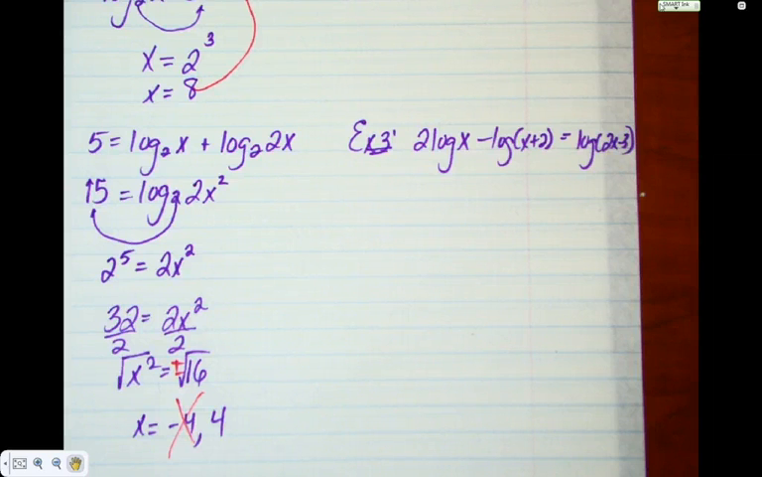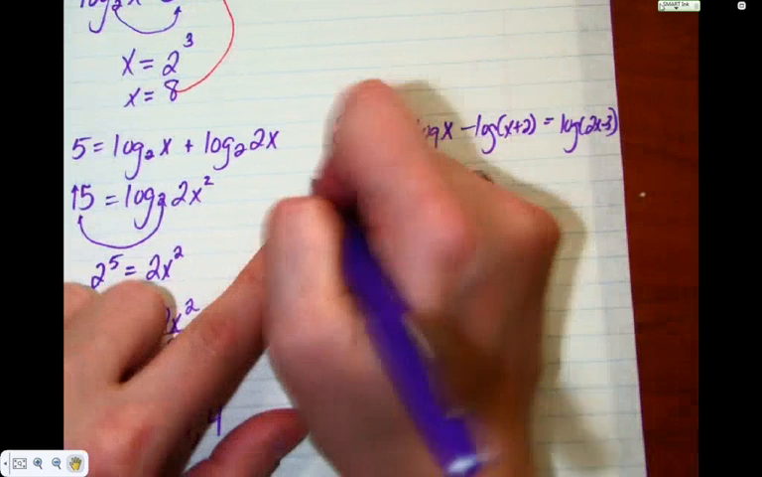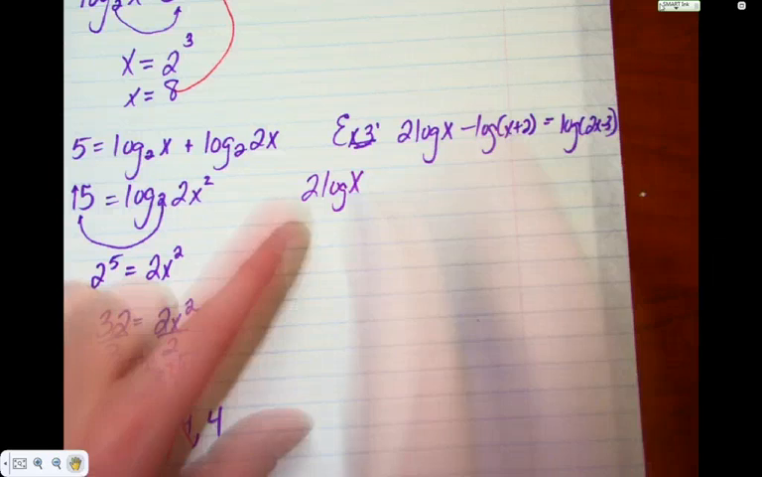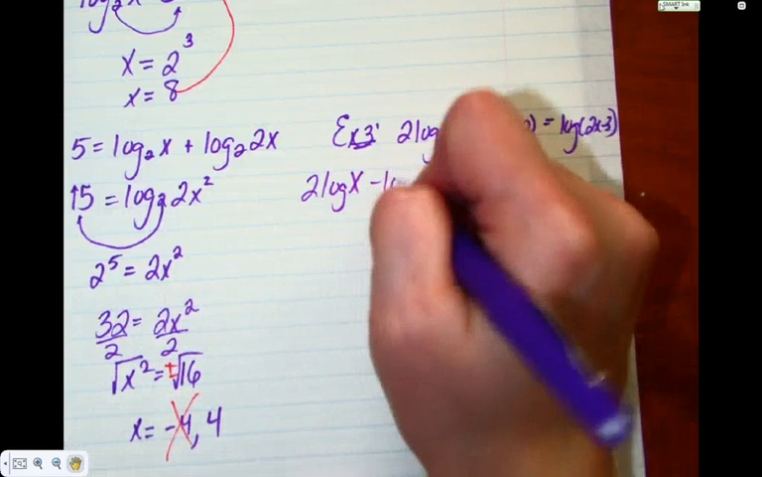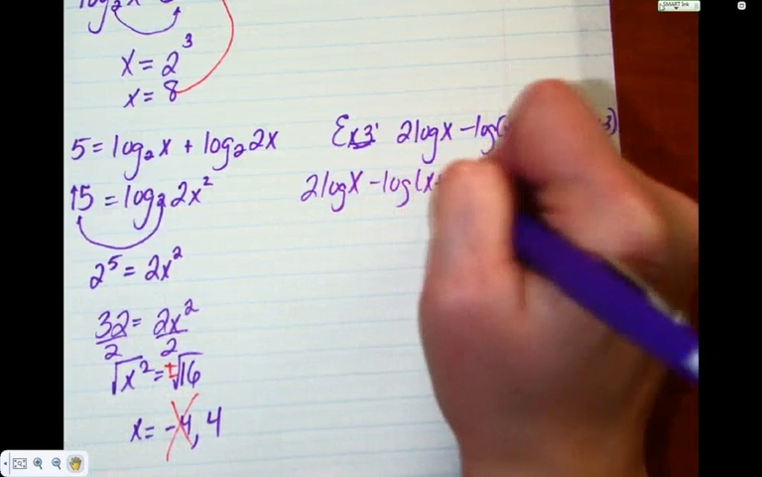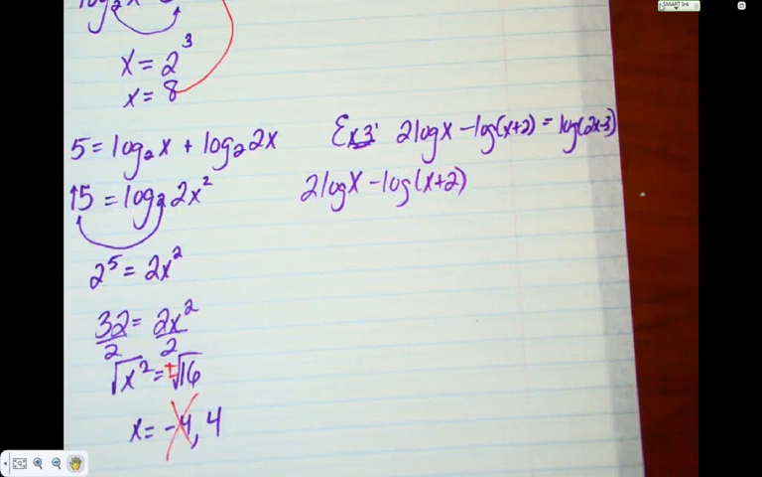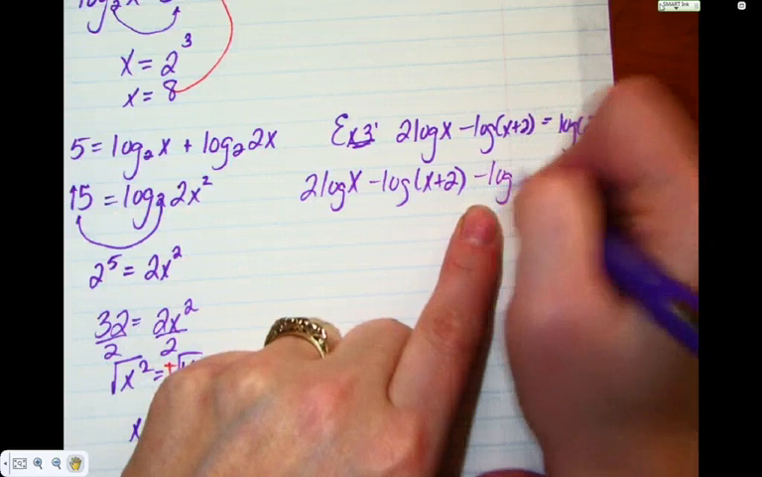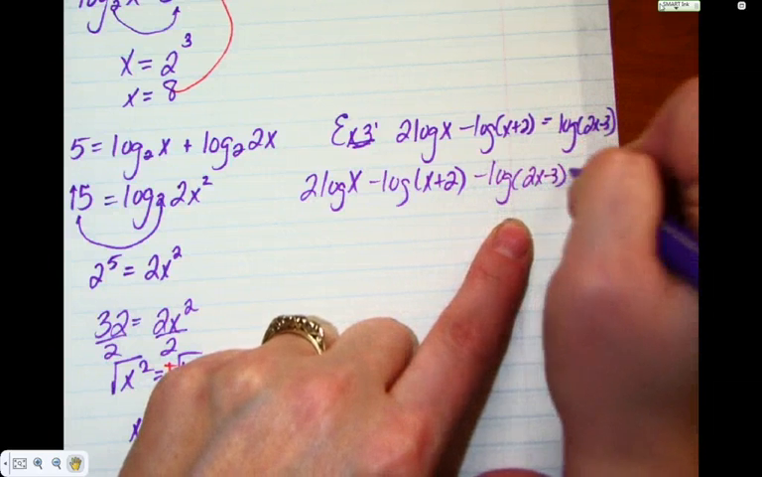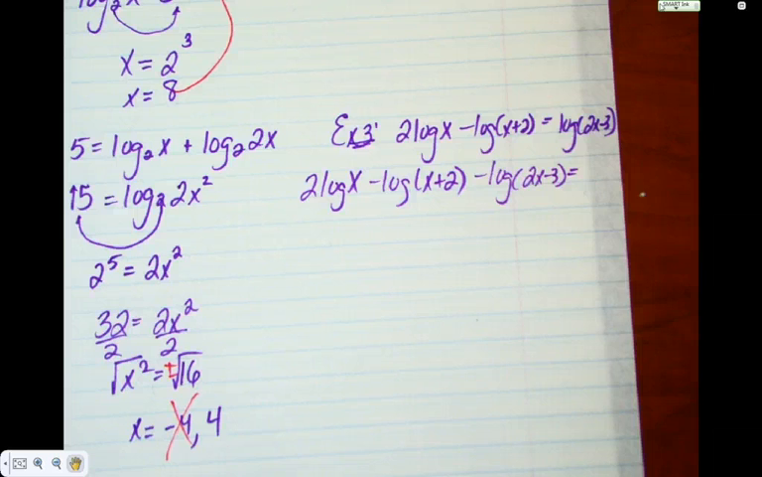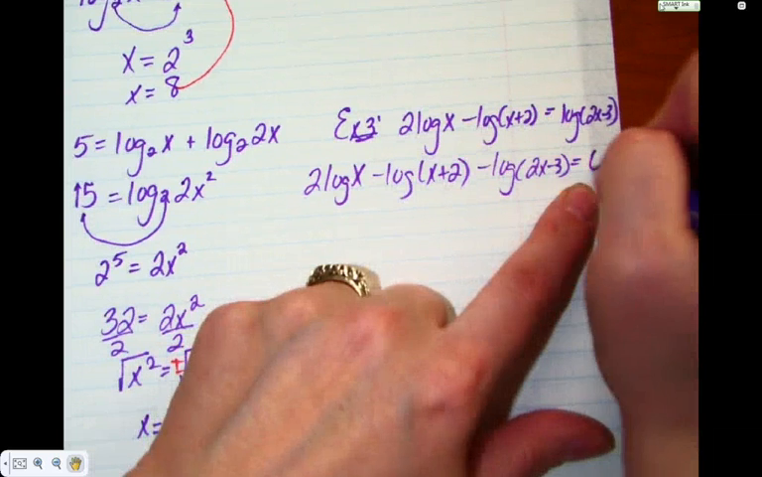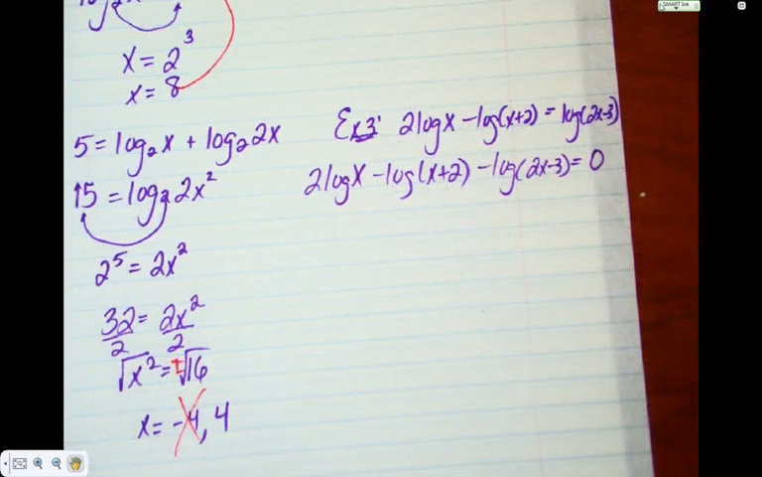Okay, so we're just back to step 1, which means logs on one side, anything without a log on the other. So our 2 log x is going to stay on the left. Our negative log x minus 2, x plus 2 is going to stay on the left. What's going to happen to our log 2x minus 3? Just come over so he becomes negative. What's on the right? 0. Okay, so that's step 1. Logs onto one side, everything without a log onto the other.